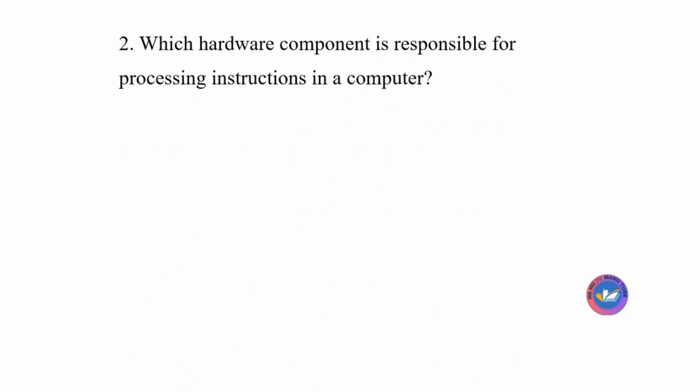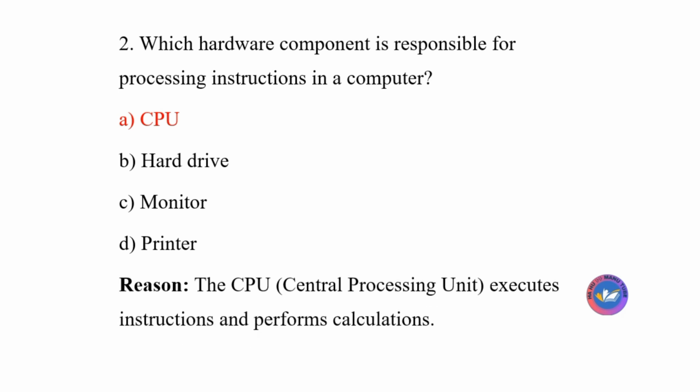Question number 2. Which hardware component is responsible for processing instructions in a computer? A. CPU. B. Hard drive. C. Monitor. D. Printer. The answer is CPU. The CPU or Central Processing Unit executes instructions and performs calculations.